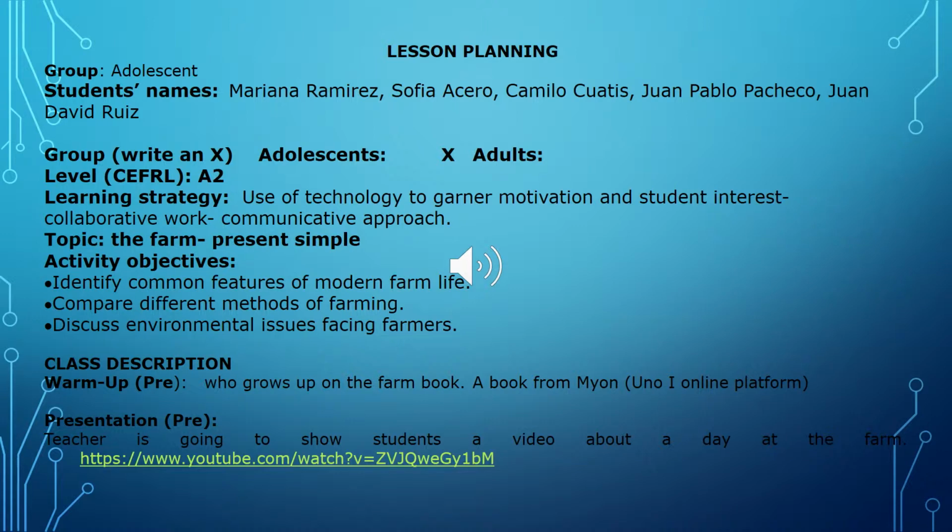Now I'm going to begin with the class description. The first step is the warm-up, in which students are going to read a book that is called Who Grows Up on the Farm. This book is on the UNO International online platform. The second step is the presentation, in which the teacher is going to show students a video about a day at the farm. The idea of using this video is that students get to know some details of a day in the farm and also to encourage them to make questions.